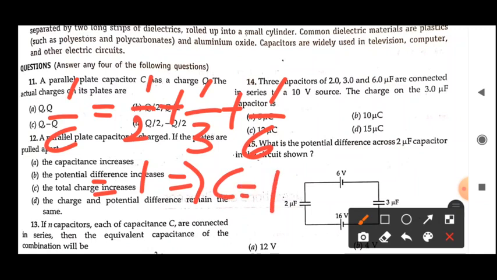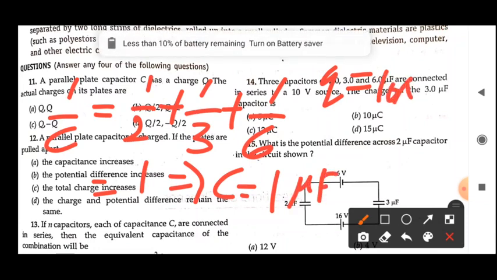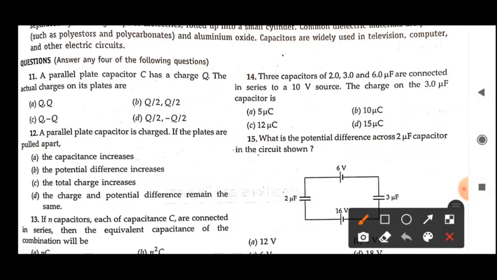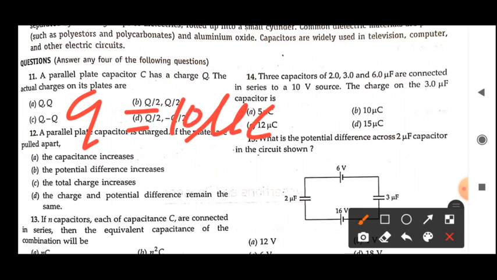So we can now find the charge on the capacitors. The charge will be Q equals C into V. As V is given as 10 volt and C is 1 microfarad, this will be 10 into 10 to the power minus 6. Sorry, it should be 10 microcoulomb, because it is C into V. C is 1 microfarad and V is 10 volts, so it will be 10 microcoulomb.